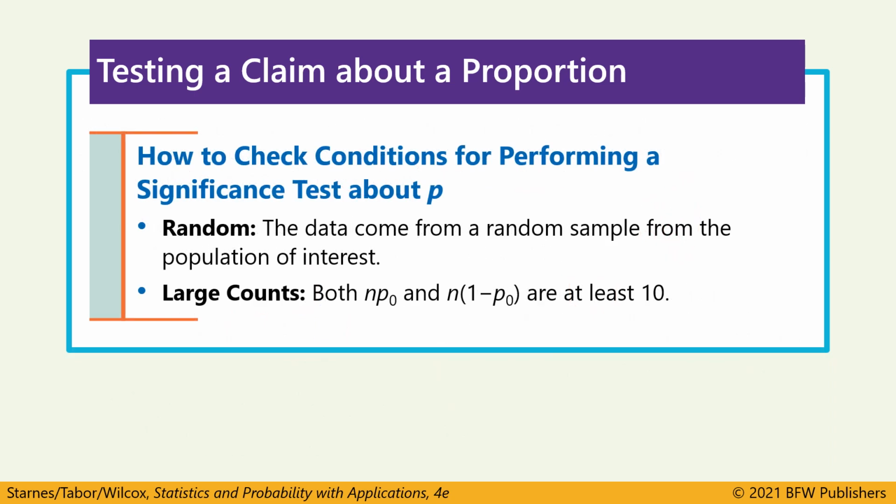So to check our conditions, we're going to make sure that we have a random sample that's less than 10% of the population, and we have values for NP and NQ based on that null hypothesis p, and that both of those are at least 10.